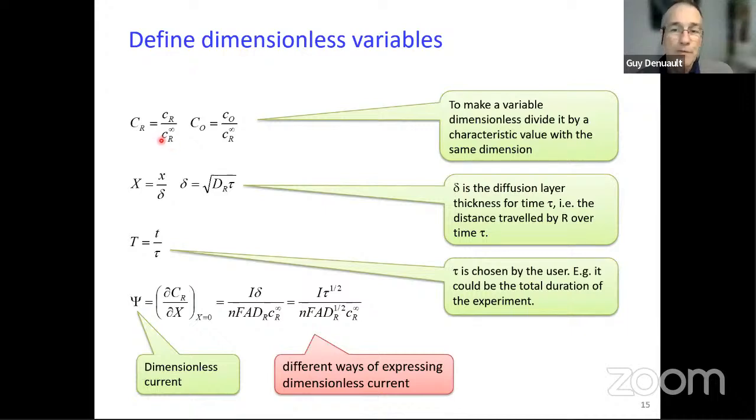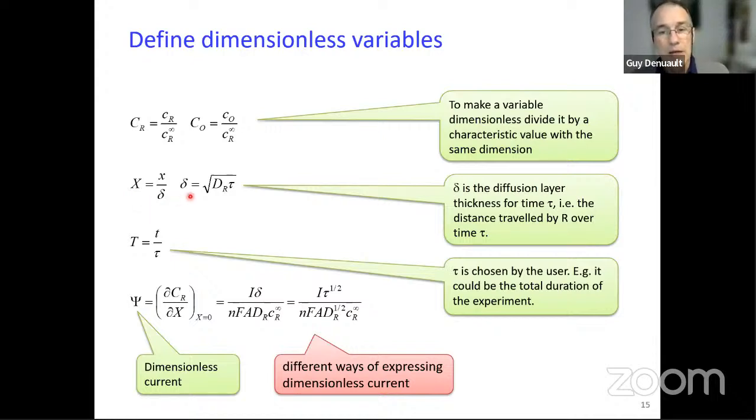So very often we take the bulk concentration of the reactant. Now you notice that these are lower case, but this is capital case. My capital case quantities correspond to the dimensionless concentrations, dimensionless distance, and dimensionless time. So this will be the dimensionless concentration of reactant and the dimensionless concentration of the product. To make the distance dimensionless, I need to divide by a characteristic length.